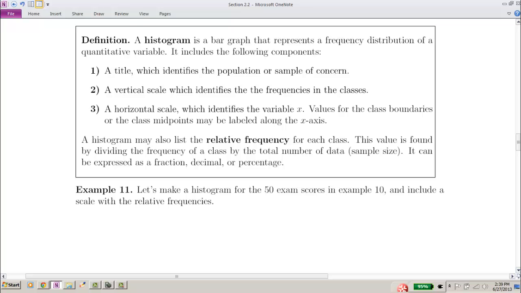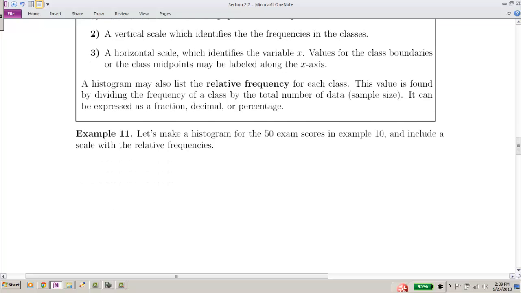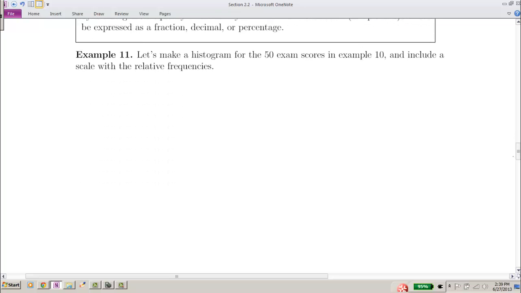We're going to make a histogram with a vertical axis that represents the frequency, and then we can make another vertical axis on the other side with the relative frequency. So, for this histogram, first of all, we have our title, 50 exam scores.